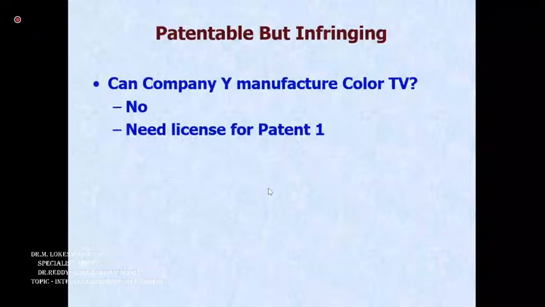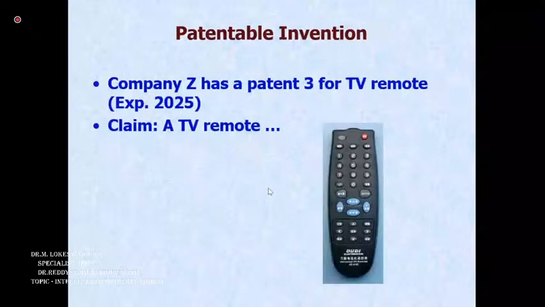Similarly, company Z has patent 3 for the TV remote. Again, this met the three criteria: novelty, inventive step, and utility. So they got the patent. Company Z claims a TV remote. They cannot claim black and white TV. They cannot claim color TV because both are already known inventions. So they can claim a TV remote.